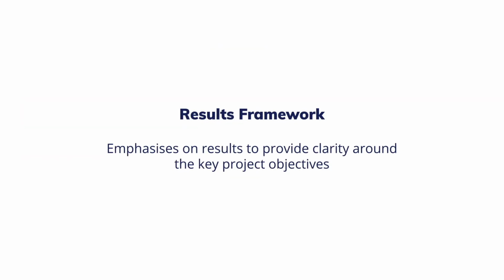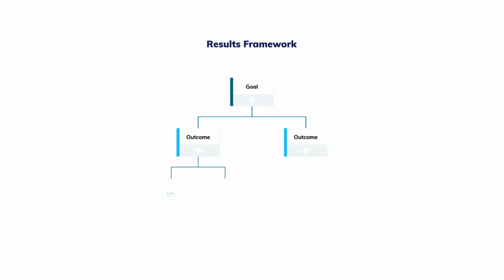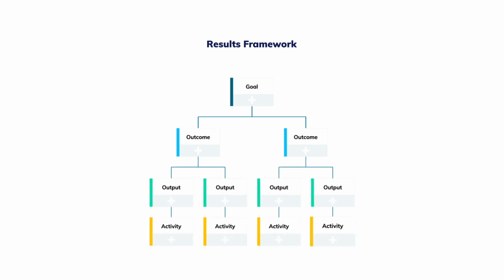Type 3 is the results framework. It emphasizes results to provide clarity around the key project objectives. It outlines how each of the intermediate results, outputs, and outcomes relate to and facilitate the achievement of each objective.